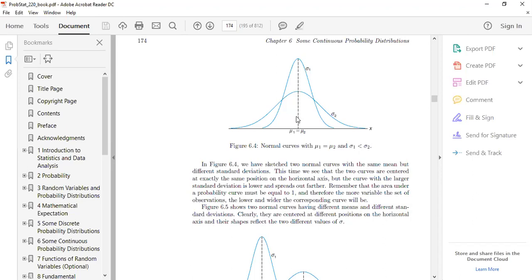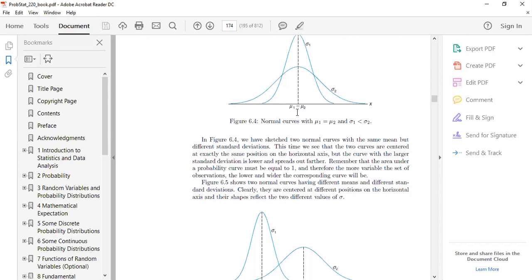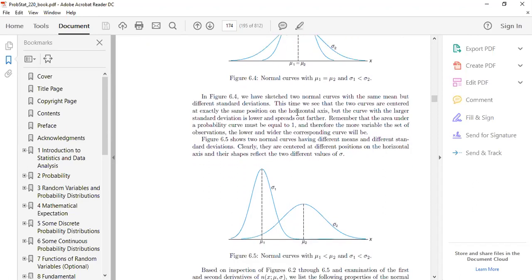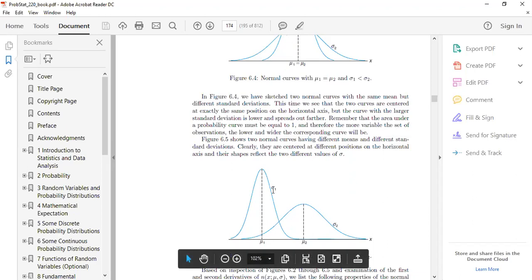I repeat, the more variable the set of observations, the lower and wider the corresponding curve will be. Then let me give you one more situation in which you can see over here, my mean is different and my standard deviation is different. So mean is different, standard deviations are different.